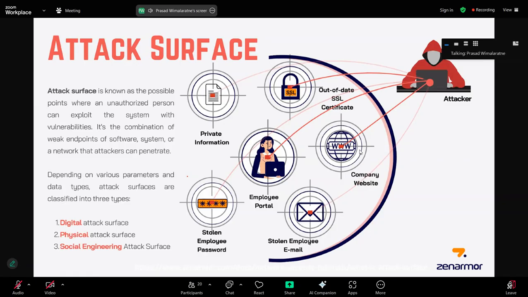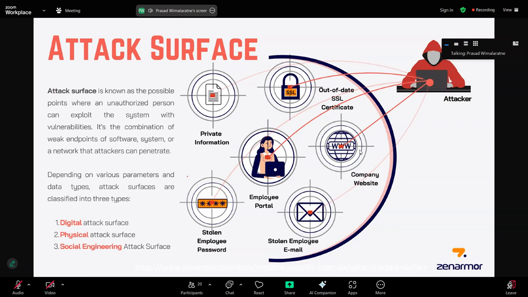When I say attack surface, this is like possible points, like vectors. A collection of vectors can form a surface, in the typical sense. Here we use the same kind of terminology to explain attack surfaces. So attack vectors can form a surface in a way. There are various points where an unauthorized person can exploit system vulnerabilities. When you have vulnerabilities, they can compromise them and then come into the system.